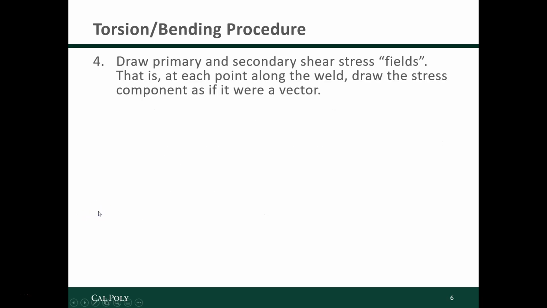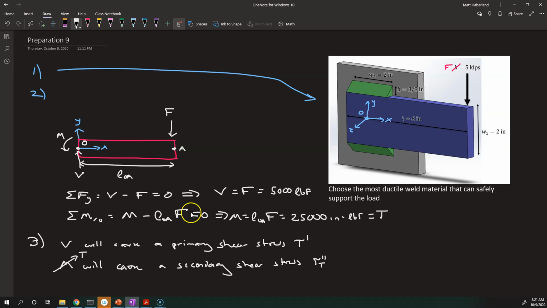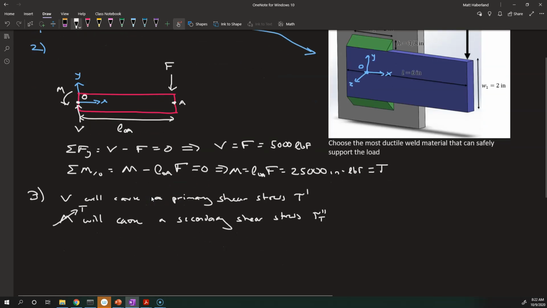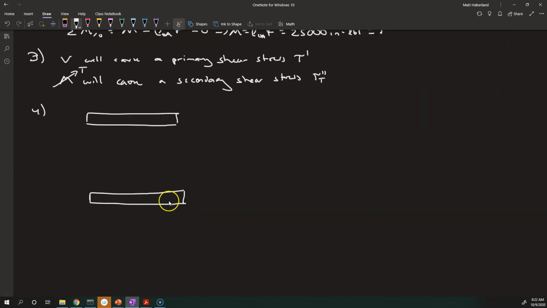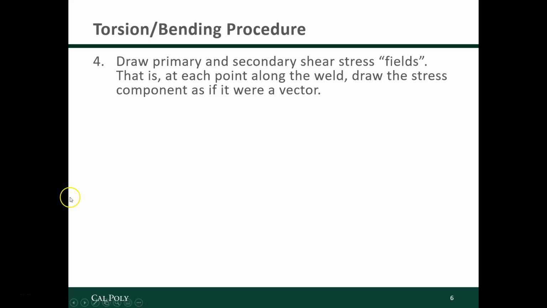Next, we need to draw fields that correspond with those primary and secondary shear stresses. At each point along the weld, we want to draw the stress components as though they were a vector. The reason is we need to visualize the directions to see which ones will add up with one another. So step 4, what I'll do is I'll first draw the weld pattern. And there's a little guidance in this document about how to draw these fields.